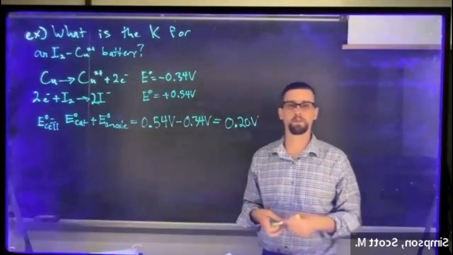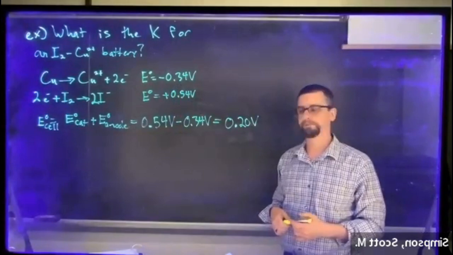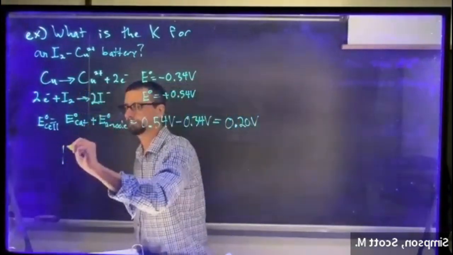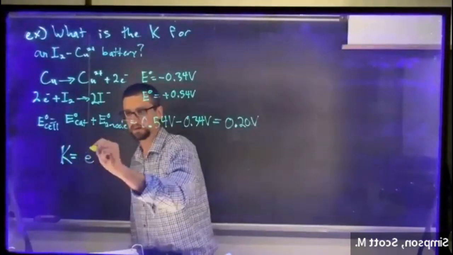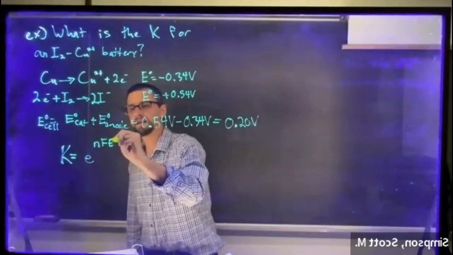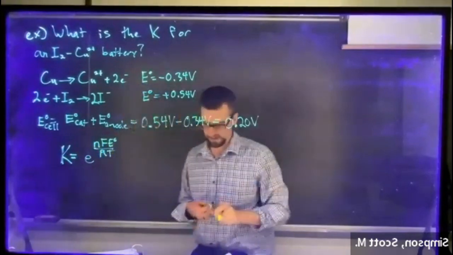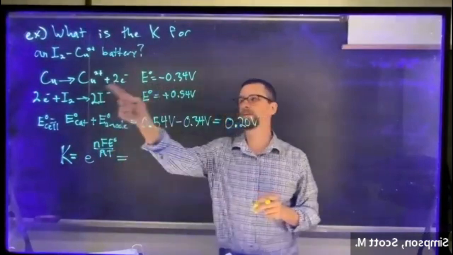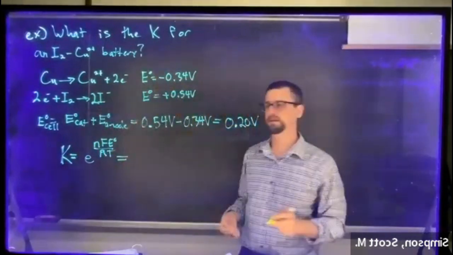If we calculate the equilibrium constant, if it is spontaneous, the K value should be greater than 1. Okay, now what we have to do, we have to calculate K. K is equal to e raised to the power of n F E naught over R T. Okay, we can plug all these values in, and we have to keep track of the number of electrons that are being transferred. From our half cells, we know that this is 2.